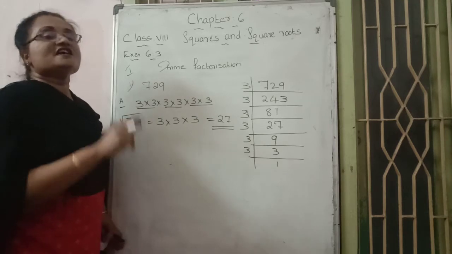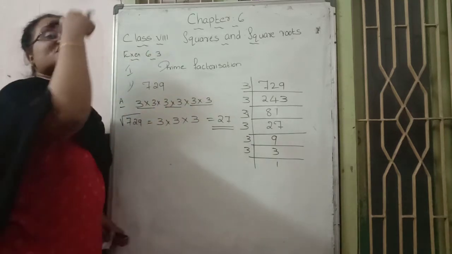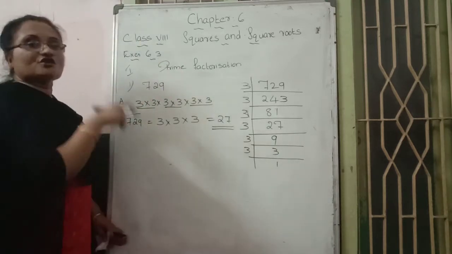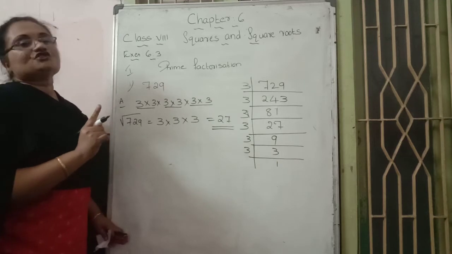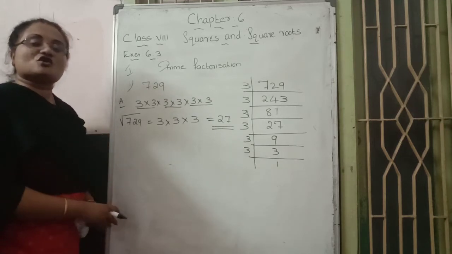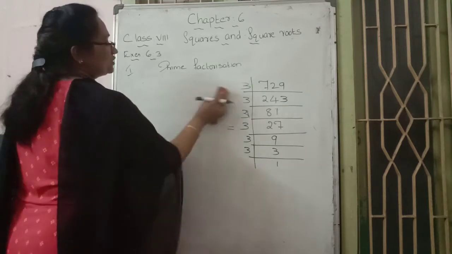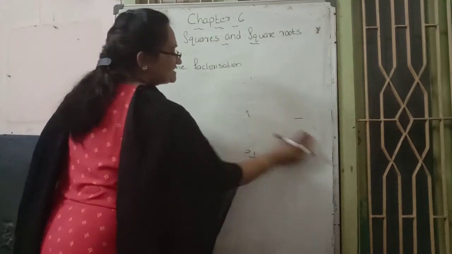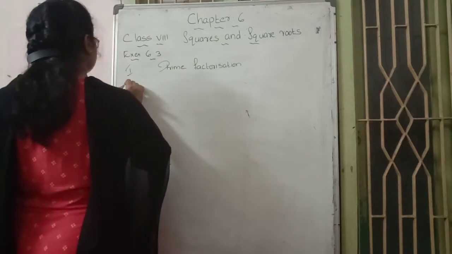So 27 is the square root of which number? 729. Meaning, when 27 is multiplied with itself we get 729, meaning 27 into 27 comes to be 729. That is the meaning of that. I hope you can understand how to find the square root using the prime factorization method. Then one more question, same method.